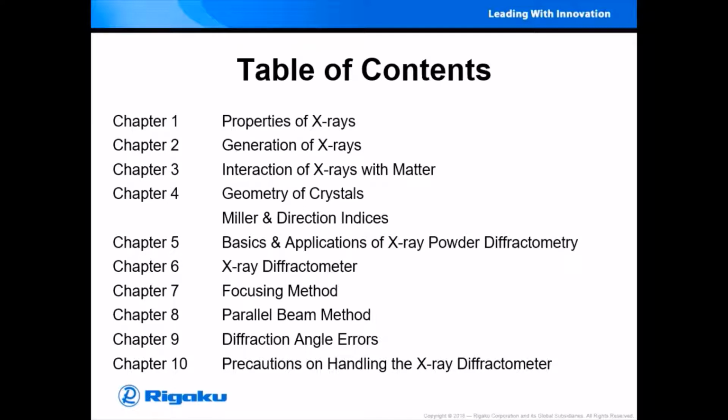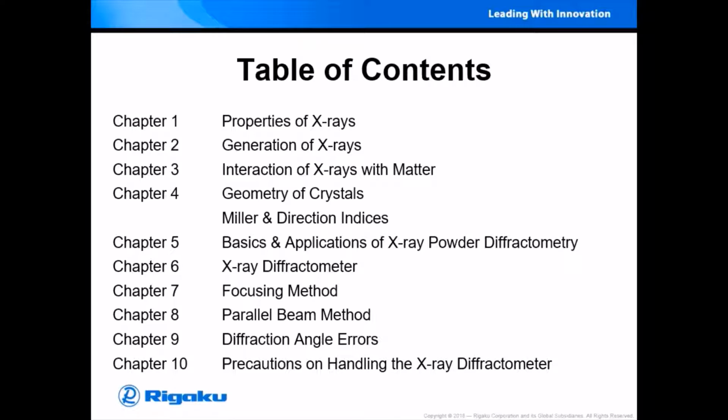Next I'll explain the focusing method based on the Bragg-Brentano geometry in Chapter 7. The parallel beam method will be explained in Chapter 8. And next diffraction angle errors related to the goniometer method will be explained in Chapter 9. Finally, I would like to introduce some precautions of handling X-ray diffractometer in Chapter 10.